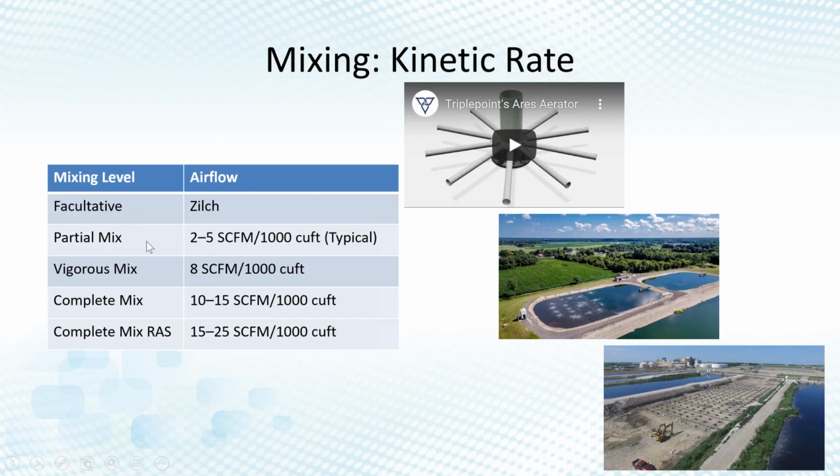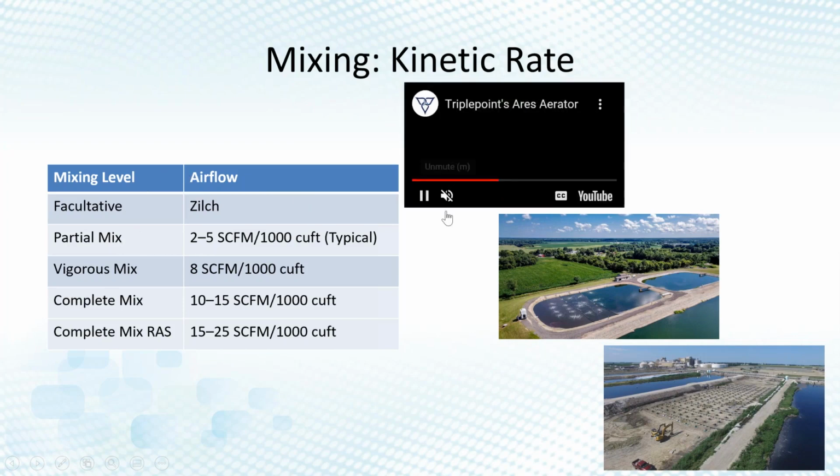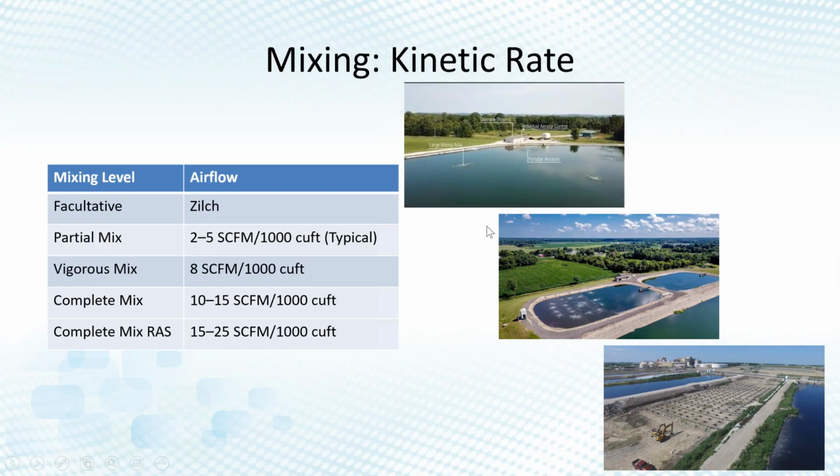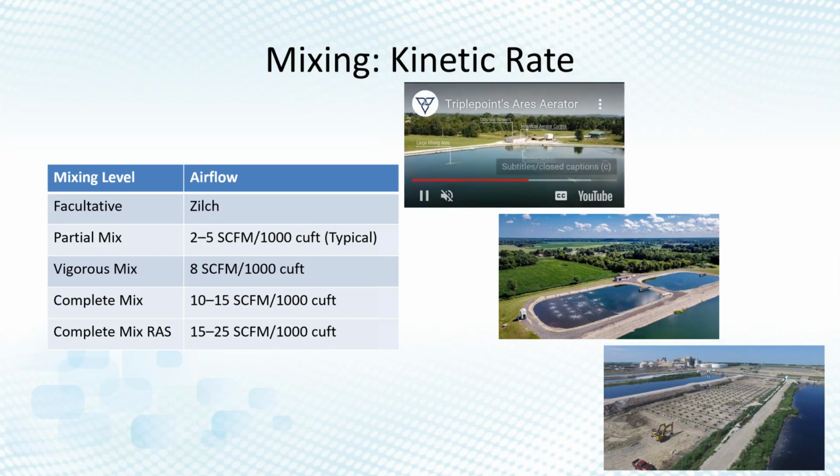When you move up to partial mix, this is what most lagoon systems look like. You can see a partial mix lagoon system here, where you have an aerator here, an aerator over there, but there's plenty of dead space in between. Partial mix assumes that the lagoon is not perfectly mixed. This is what most lagoon systems look like, with just sporadic aeration here and there. It's a pretty cost-effective way to do things. We'll consider this the normal wastewater treatment kinetic, but we can go above this.